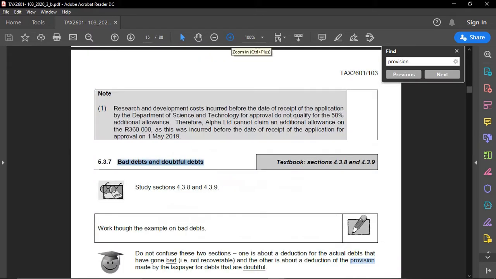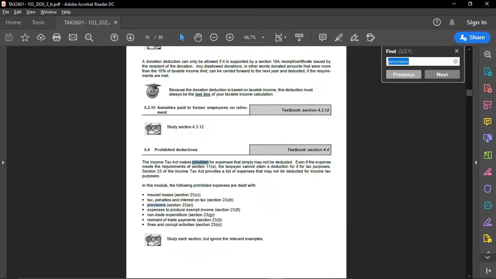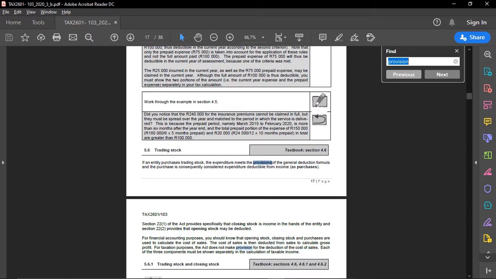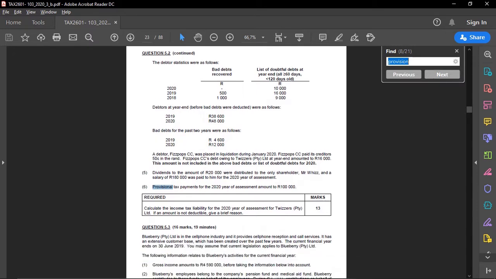Maybe there is one later on in the workings. Let's see. Here's one. What question is this? Here, question 5.2. You can go back and look at this to revise. You can see here that there are debtors. You've got bad debts recovered. You've got a list of doubtful debts. You've got the debtors balance at the end of the year, and you've got bad debts for the last 2 years. Let's just show you the provision part.